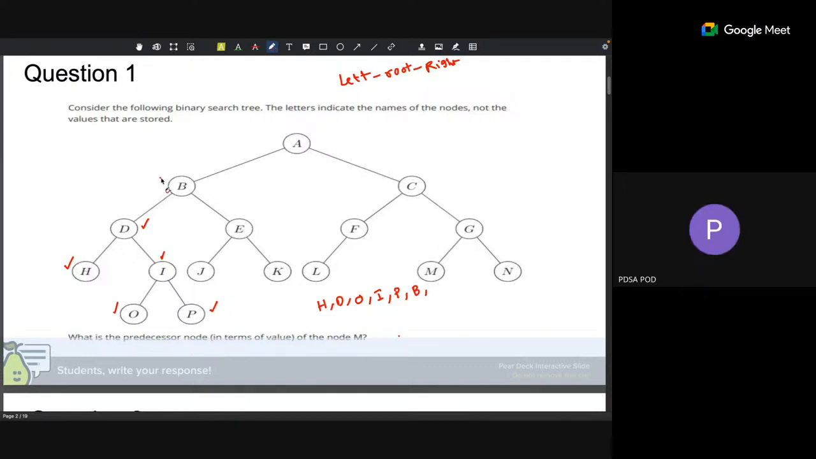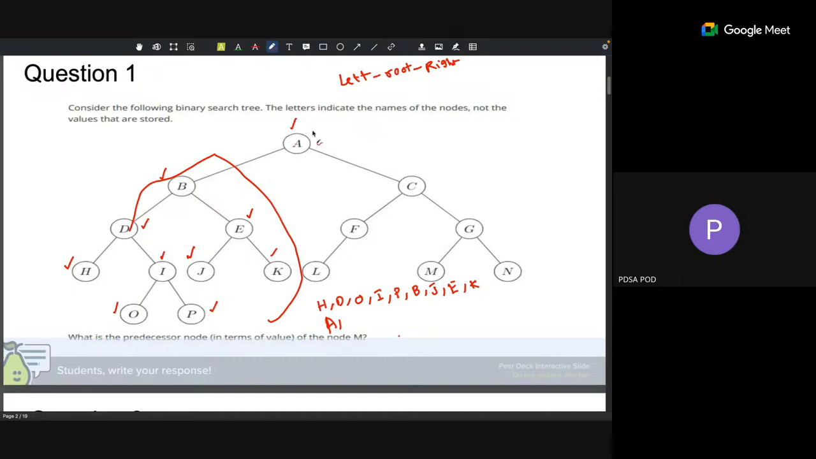B is processed. After that we go to E, but E is not processed yet because E has descendants. J, the left, is processed. So J is processed. After J is processed, the root is processed, so E, because left and then root. After that, right is processed. Now we are sure all left descendants of A are processed. Then can we process A? Yes, we can process A.